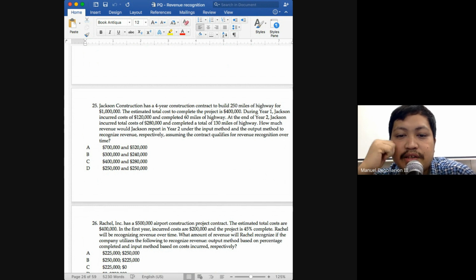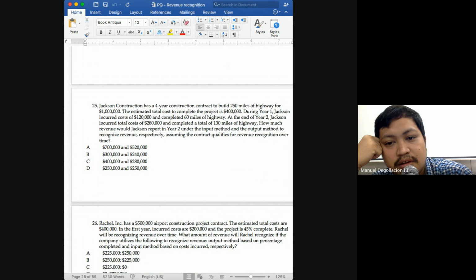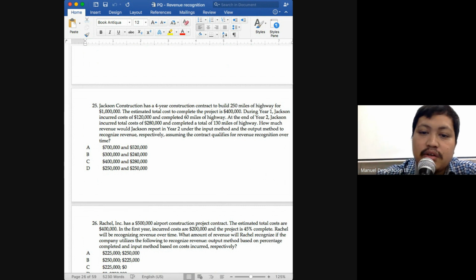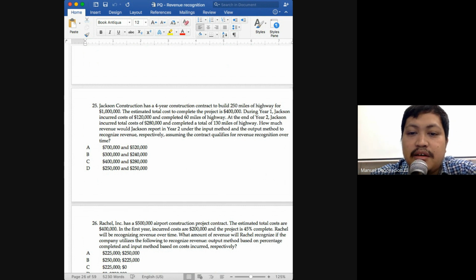Maybe for our answer to be letter A, it must have used the phrase, during the year, it incurred this much. And that means the 130 miles of highway on year 2 already includes the 60 miles on year 1. That would be the interpretation, class, so that your answer would be letter C. So make sure to find time to practice this one and arrive at letter C.